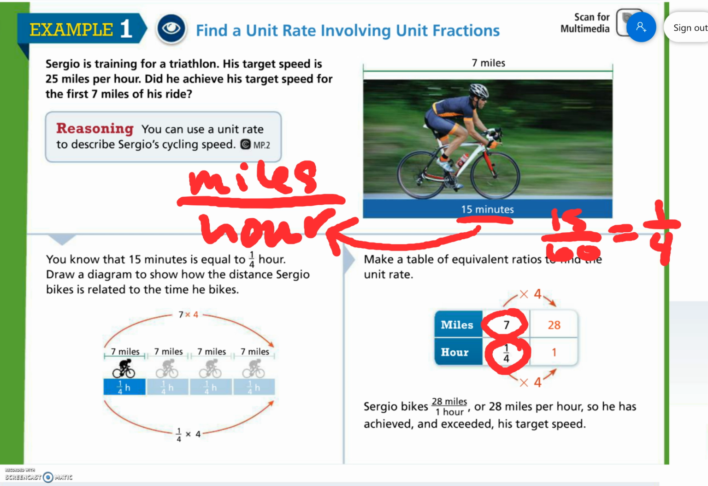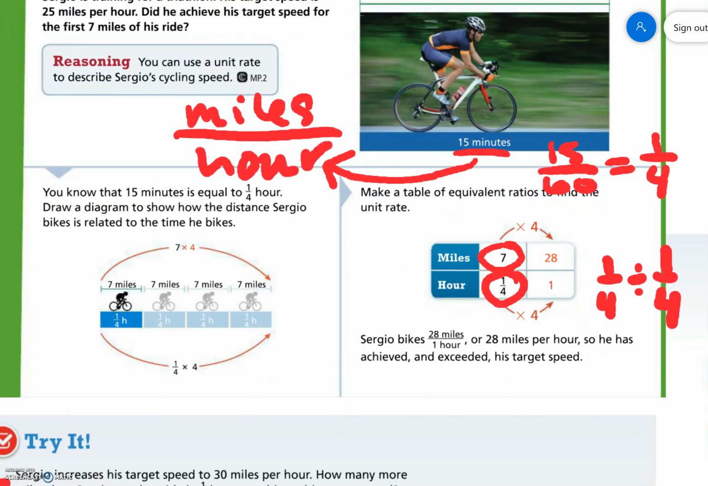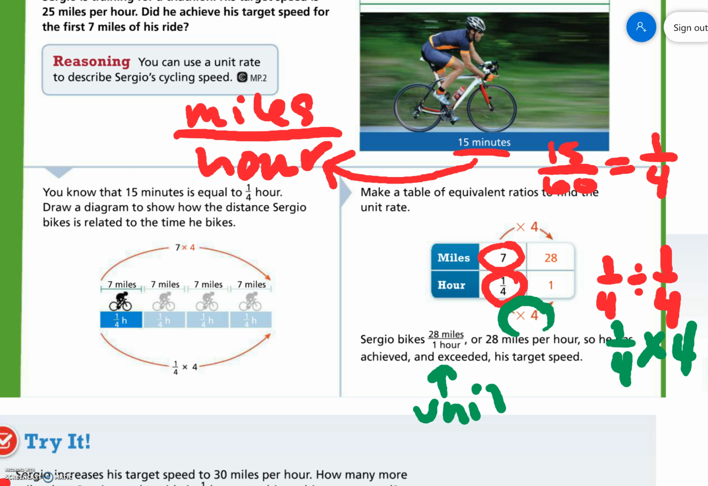To get to 1, we can either do 1/4 divided by 1/4, but if we stay change flip, that 1/4 stays and we multiply by 4, which is what they did here. Let's multiply both the top and the bottom. So Sergio bikes 28 miles in 1 hour. Here's his unit rate. So he achieved and exceeded his target speed. Remember, he wanted to go 25 miles an hour.